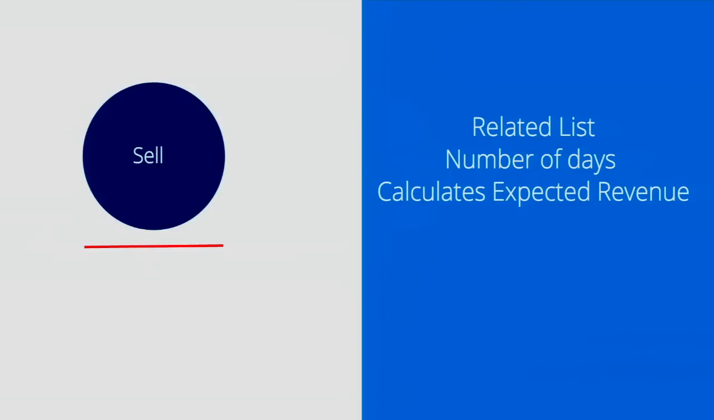In the potentials module, there's one more pre-created field called stage history. It keeps track of the duration for each stage. It'll give you a number, and that number is the number of days. And then it's calculating expected revenue.